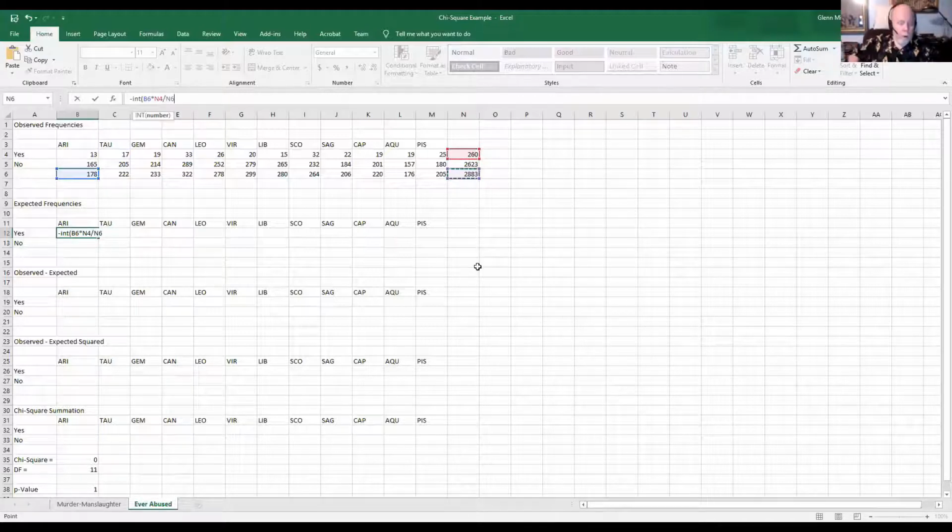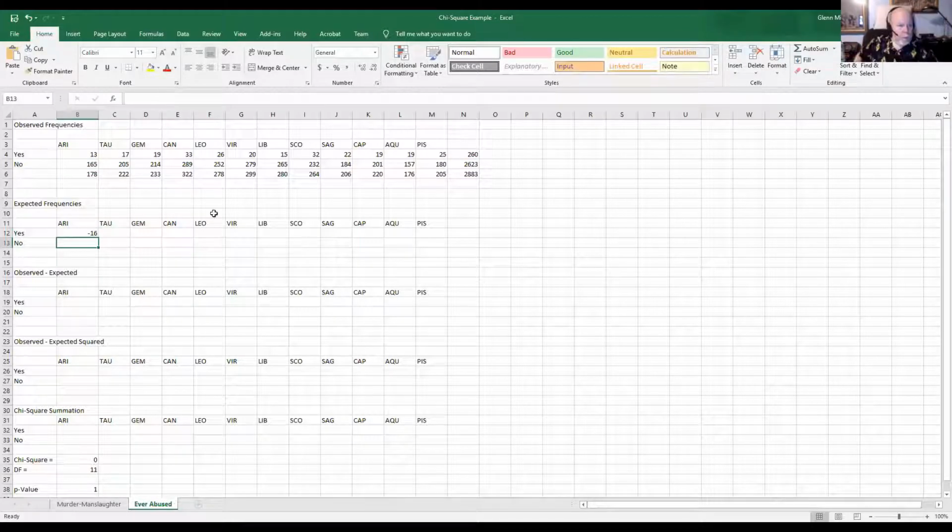We can do this serially, like I did, because it doesn't matter with multiplication and division what order we do them in. I could have done the multiplication, put that in parentheses, and then divided by n, the total count. That would be fine too. You have to be careful about the sequence of operations when you start blending together addition, subtraction, multiplication, and division. But since we're doing all multiplication here, it doesn't matter what order we do the multiplying and dividing in. And we get the number 16.